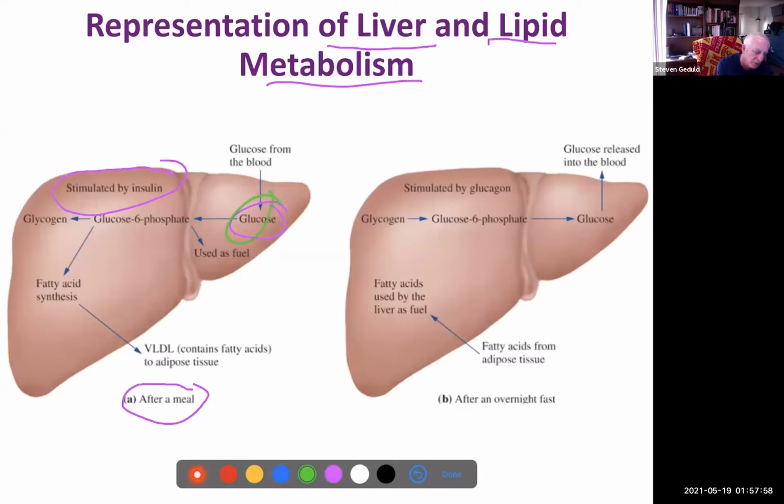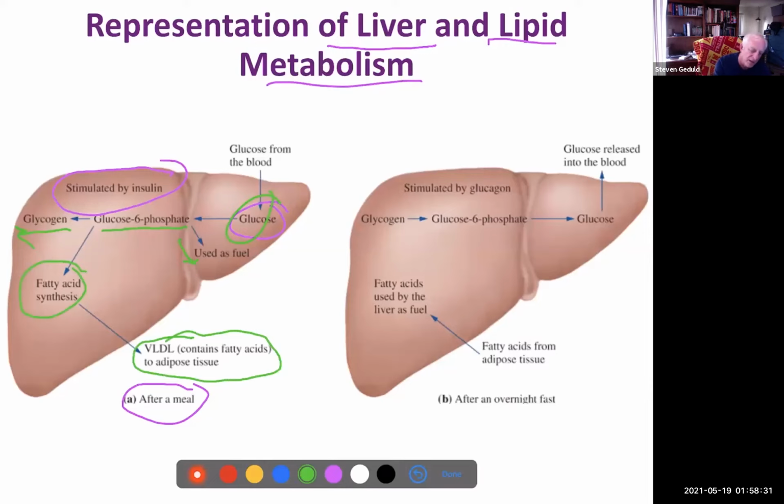Okay, it converts to glucose 6-phosphate, like we said before, it goes into pyruvate. We can either use it as fuel, convert right on the spot there, or we convert it into glycogen. Glycogen is our long-term storage molecule for glucose. Or we can take it and cause fatty acid synthesis. Fatty acid synthesis is your very low density lipoproteins. It contains fatty acids, and it goes to the adipose tissue. Okay, that's your cholesterol.